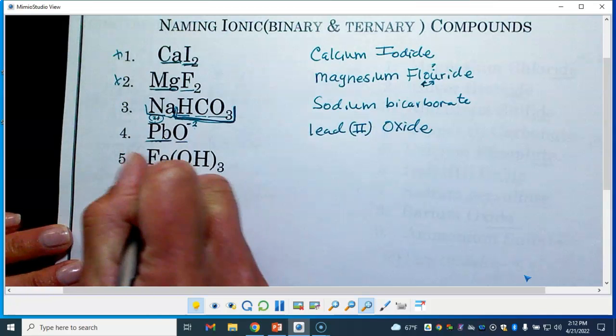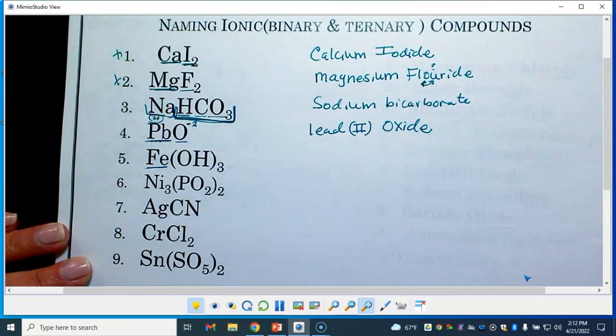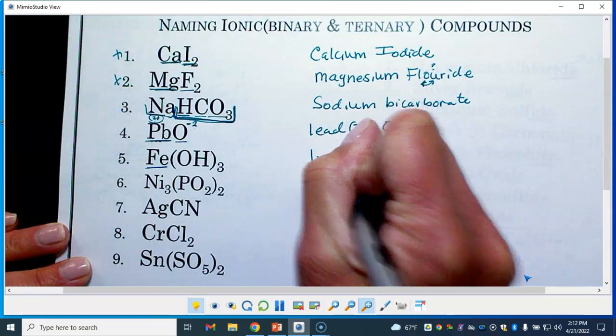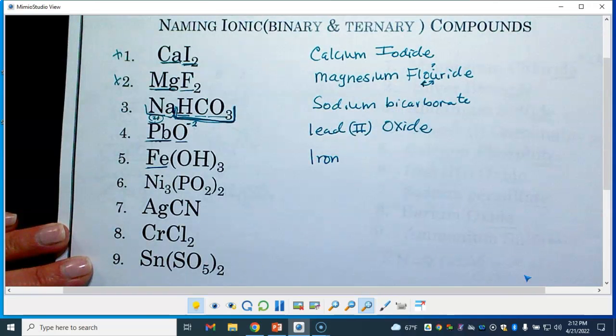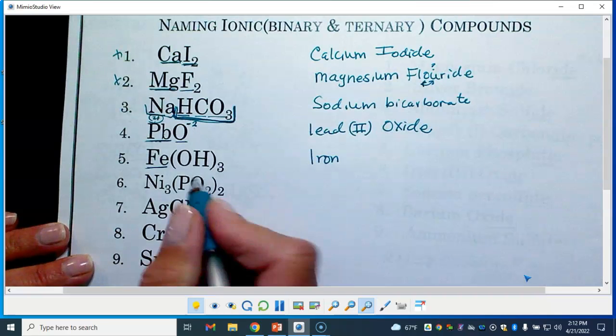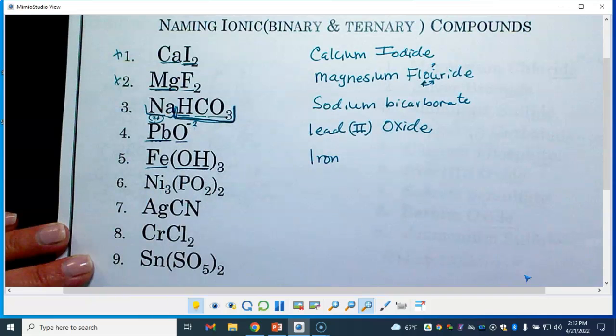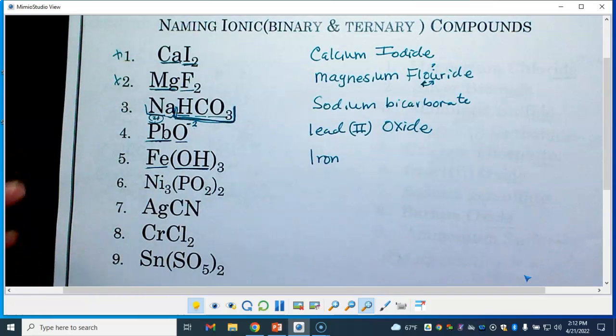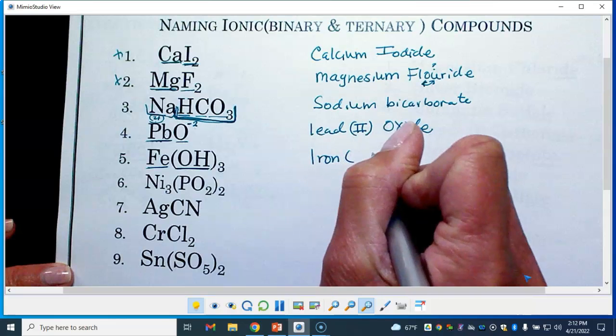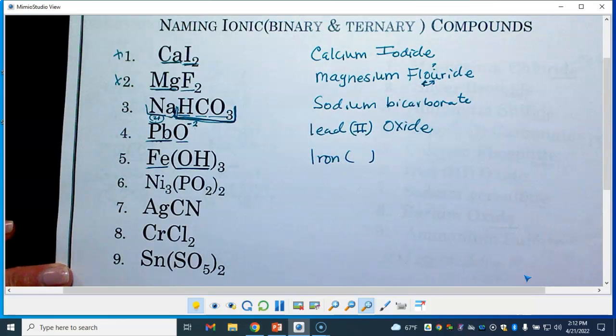Okay, so Fe is what element? Iron. Does it have one oxidation number or more than one? It has more than one. So we're going to have to work backwards, okay? It is bonded to a polyatomic ion, okay? Now, if you want, you can always do this. You can put your parentheses and leave it blank.